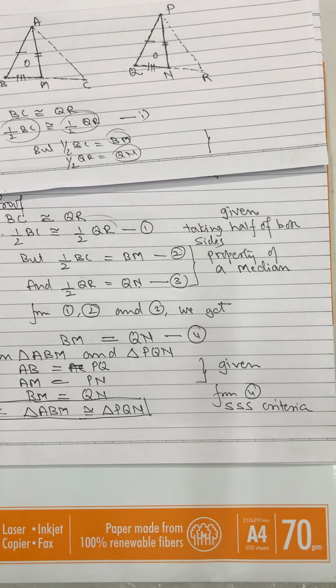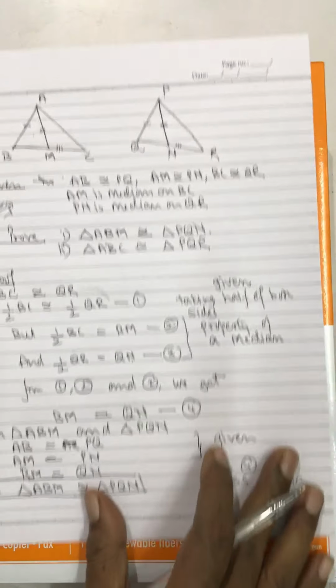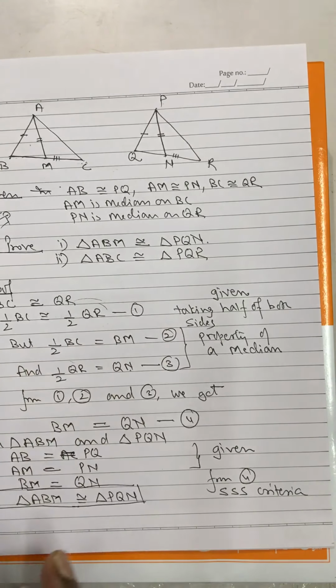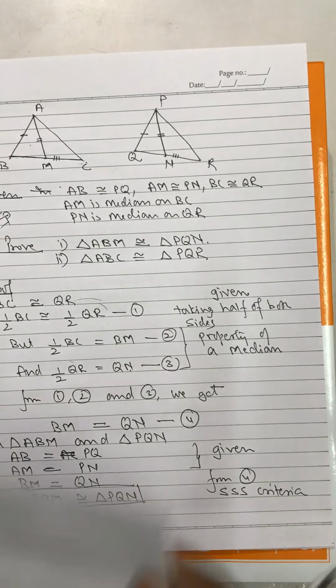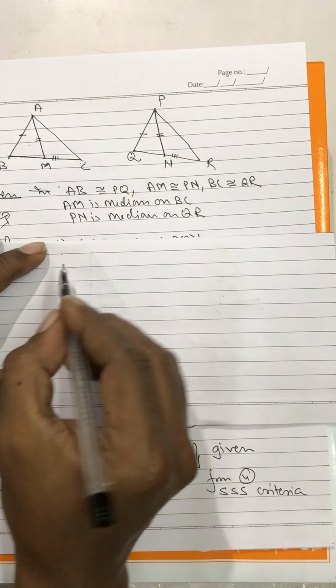So this is done. Now let us go to the second question, where we have to prove triangle ABC is congruent to triangle PQR. Now if we have to go to that, again we will see one more diagram.